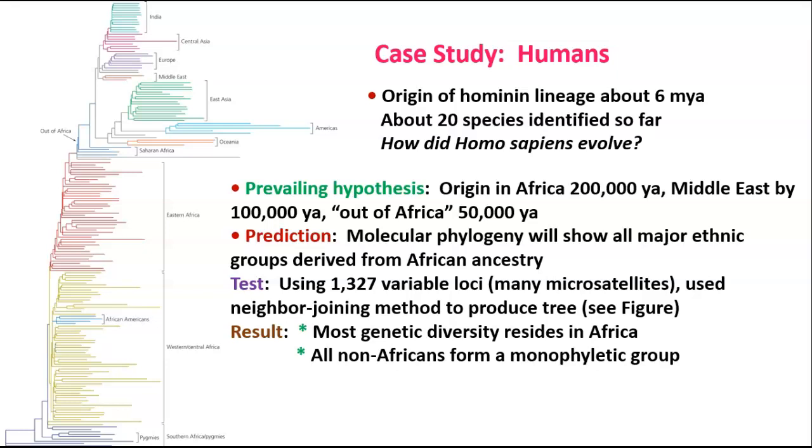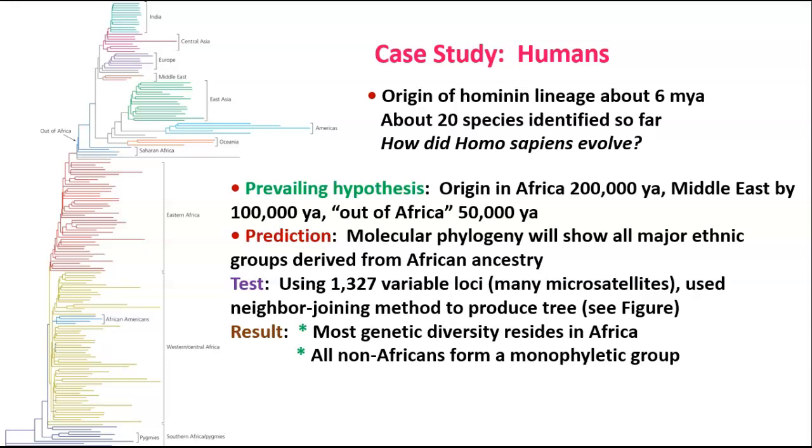1,327 variable loci were used in this analysis, many of them microsatellites, which is a repetitive source of DNA data that evolves pretty quickly, has a high mutation rate. So microsatellites are very useful for this population level analysis. The neighbor joining method was used to produce this tree. Take a look at the figure.